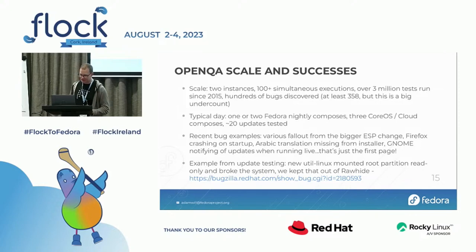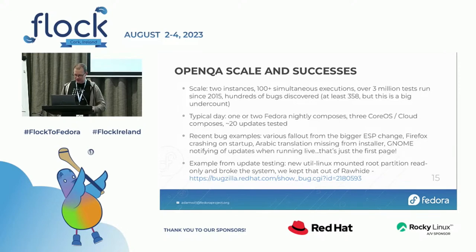On a typical day, we'll test one or two composes, depending on whether Branched exists. We'll test three CoreOS and cloud composes, and we'll test about 20 updates. So that's thousands of tests a day for sure. I should have updated the third bullet point.